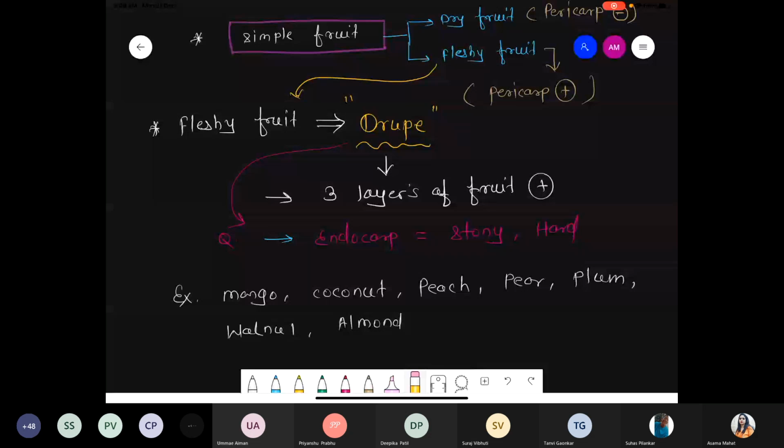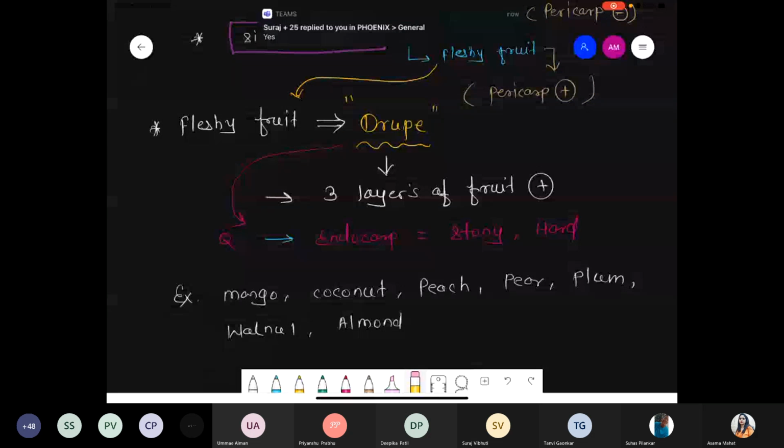Done this part? Yes or no? Edric, Chirag, Tanvi, Tusha, Swizel, Alicia.